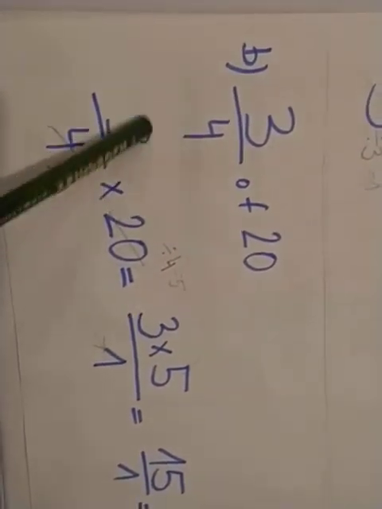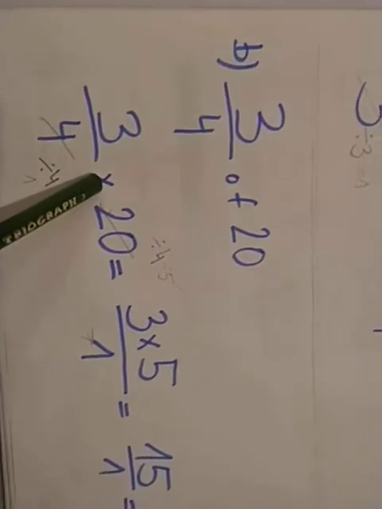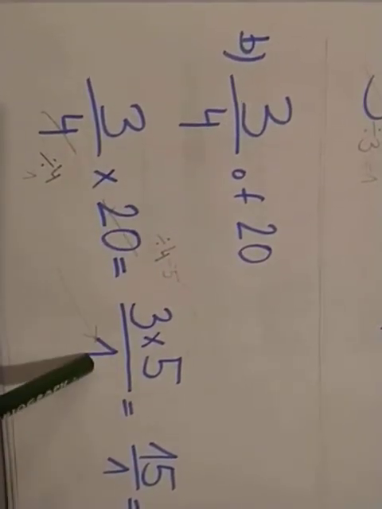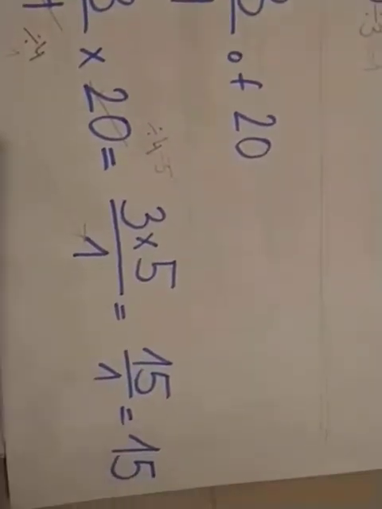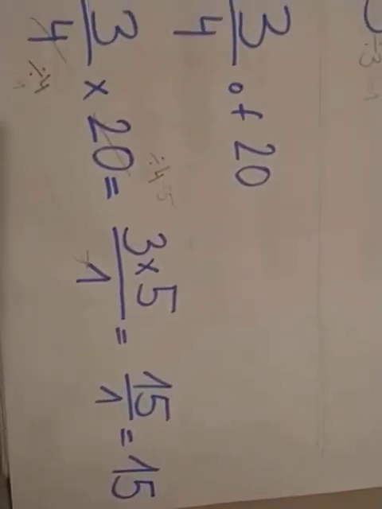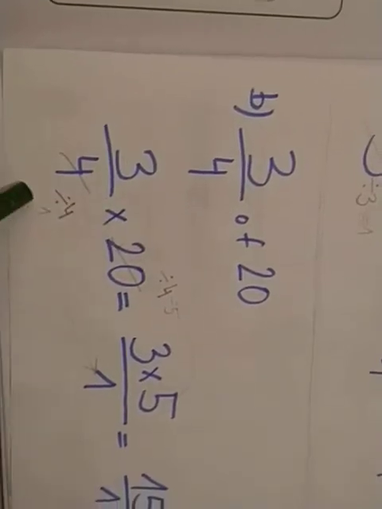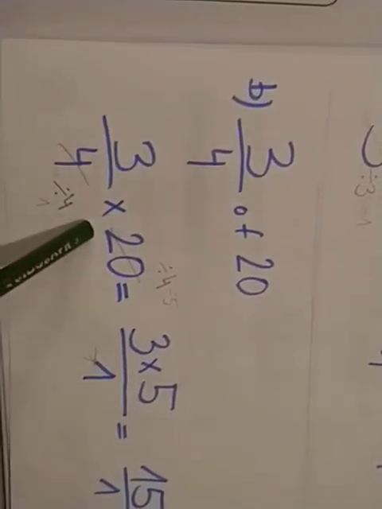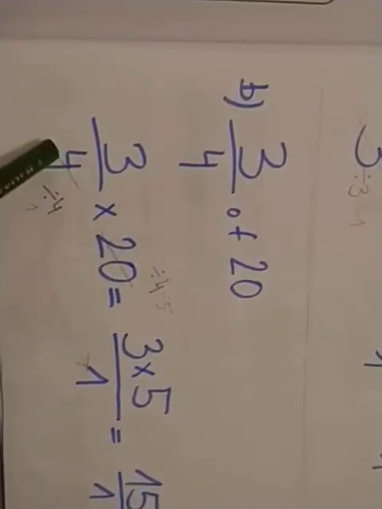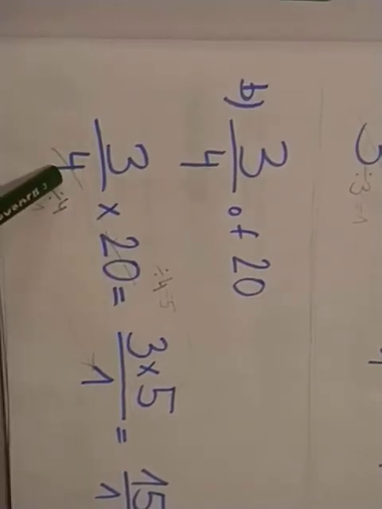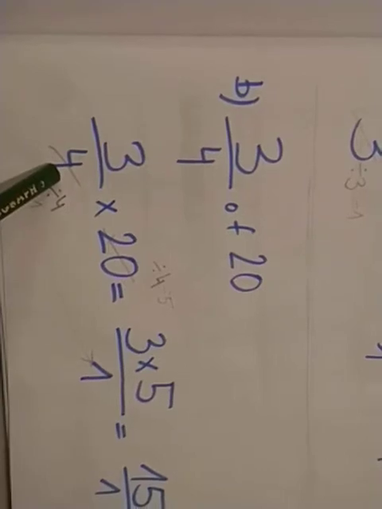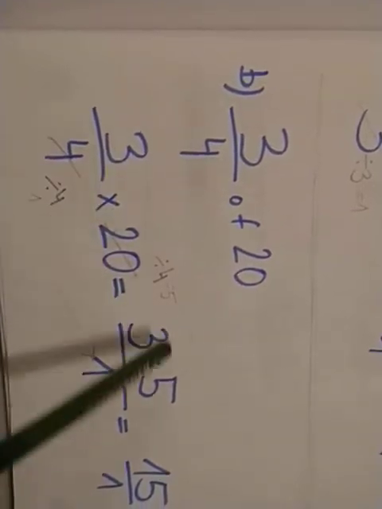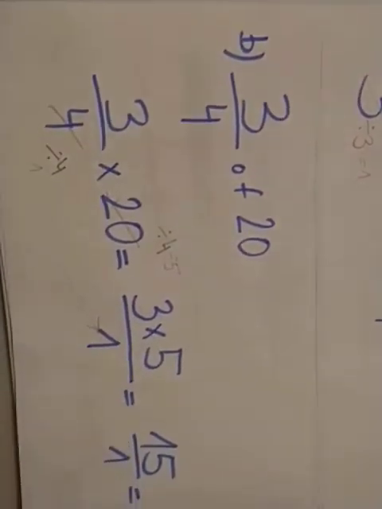So 3 times 5, the ones, I got 15 ones and I got 15, okay? So how did I find it? 3/4 of 20. I simplified 20 and I simplified this fourth. And then I can do very simple multiplication. 3 times 5 ones is 15.